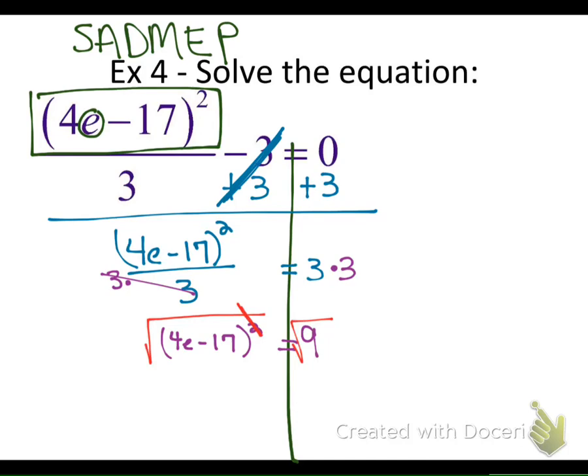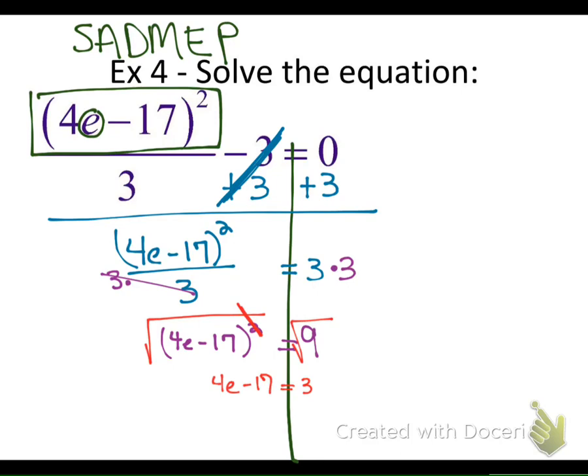So if square root and square cancel, Jaden, what do I bring down on my left side? 4e minus 17. Perfect. And now you no longer need the parentheses. We're going to put our equal sign. Then what's the square root of 9? 3. And now we're to a 2-step equation. So it's what we started with. So we have 4e minus 17 equals 3.